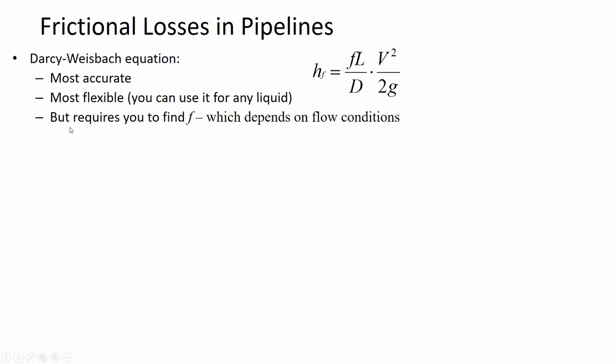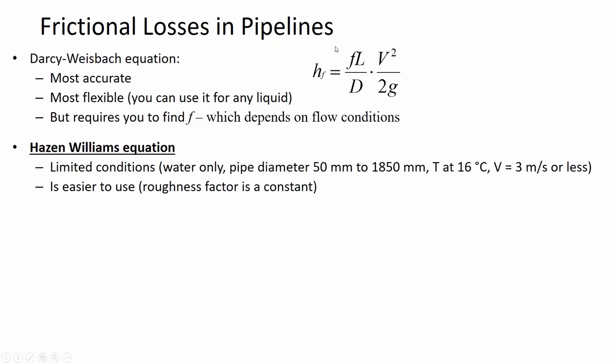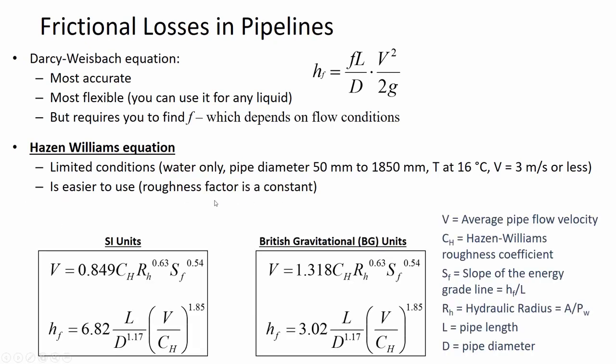So the Darcy-Weisbach equation is the most accurate and the most flexible, but it's tricky because the f value sometimes requires iteration. The Hazen-Williams equation, which you've had the chance to solve a little bit today already, is only valid under certain circumstances. It's easier to use because the roughness factor is constant.